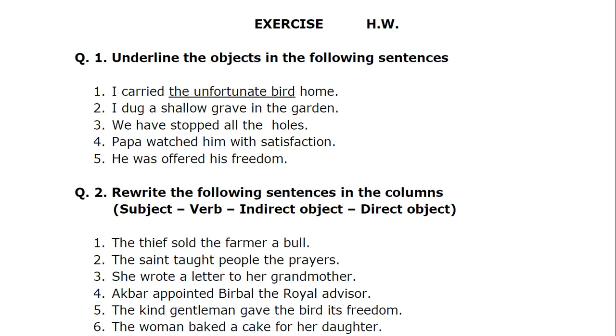We have stopped all the holes. So what did you stop? You have to ask the question what. Papa watched him with satisfaction. So what did you watch? Or whom did you watch? What or whom? Both, you ask any of the questions. Papa watched. You're not asking what, it will be whom because it's a person. He was offered. What was he offered? See, I've given you clues for everything, so you shouldn't get anything wrong.